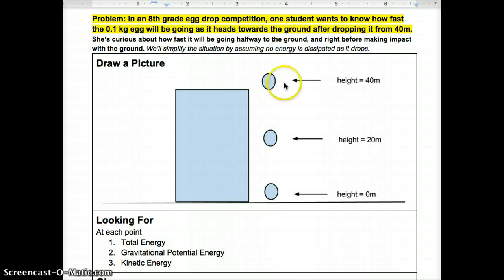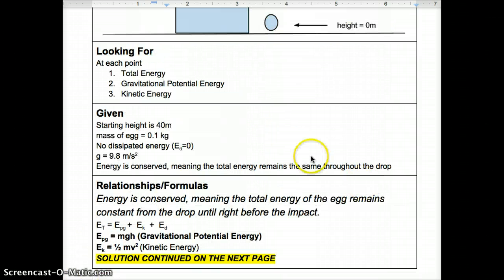So our first step is going to be how much energy does it start with in total? We know that total energy is going to be the total energy it has at each of the other points in the fall. And then we're going to identify the information we're given. Starting height is 40 meters. The mass is 0.1 kilograms. No energy was dissipated. And the acceleration due to gravity, g, is 9.8 meters per second squared. We also have this key concept that energy is conserved, meaning the total energy remains the same throughout the drop. So all that gravitational potential energy is slowly converting to kinetic energy.